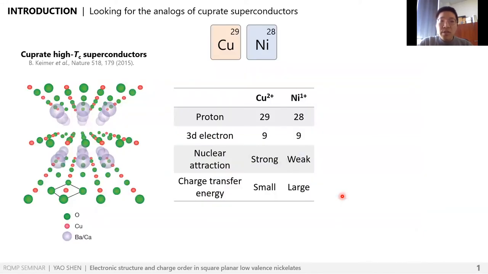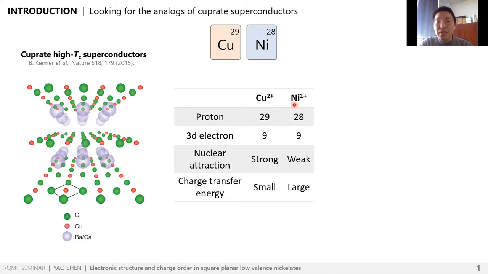The reason why we are interested in nickelates, especially the low valence nickelates, is due to the cuprate superconductors. Ever since the discovery of cuprate superconductors, people were wondering if similar unconventional superconductivity can be realized in other materials based on other 3d metals. So the first choice would be nickel, since it's just beside copper. And there are some theoretical works, and clearly there would be differences between copper and nickel.